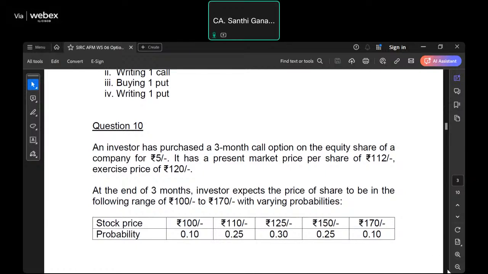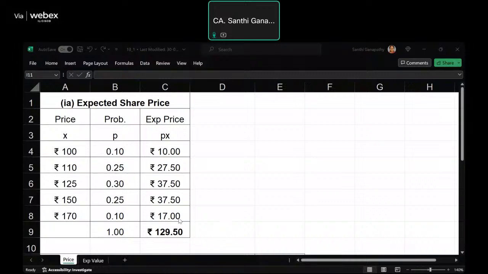Expected price: the easiest thing to do is that various probable prices multiplied by the probability. That is what we will do. So what is the expected price? You have the various stock prices, you have the probability, multiply it. So now the various prices are there, the probabilities we have. So price into probability, the expected price is 129.5.